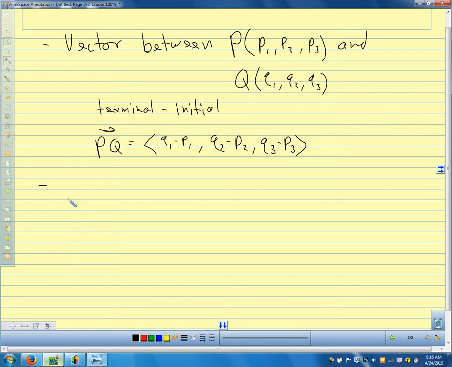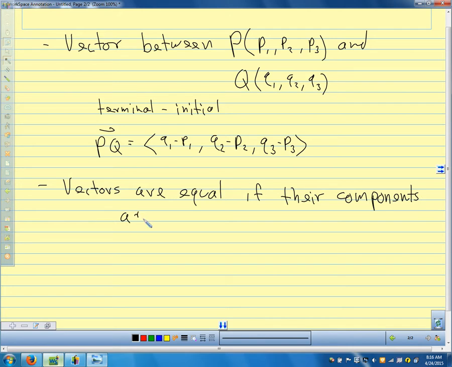Vectors are equal. Do we remember how we tell if vectors are equal? We have two vectors. We want to know if they're the same vector. Their components have to be the same. So we just compare the x component, the y component, the z component. They have to be the same for our vectors to be equal.